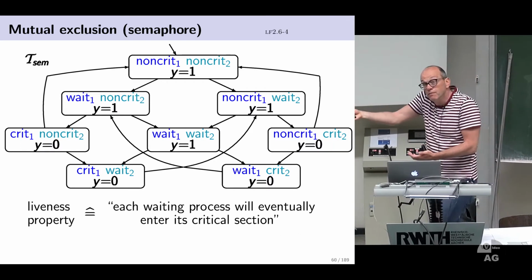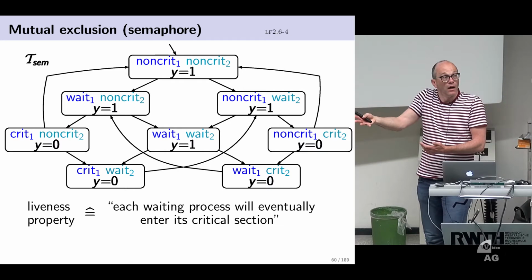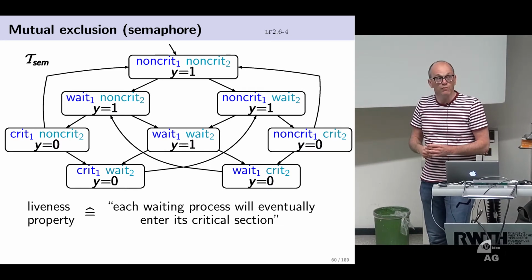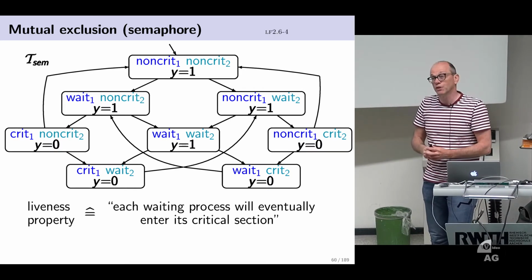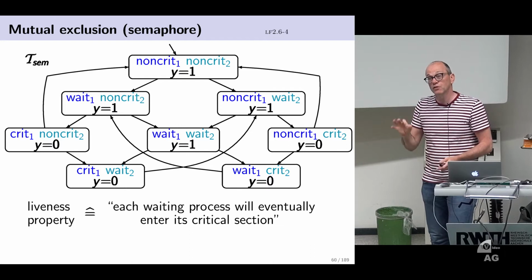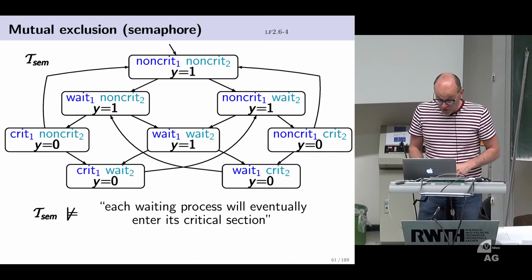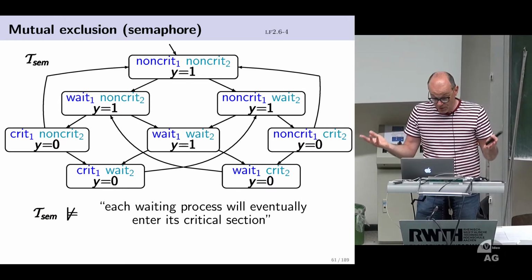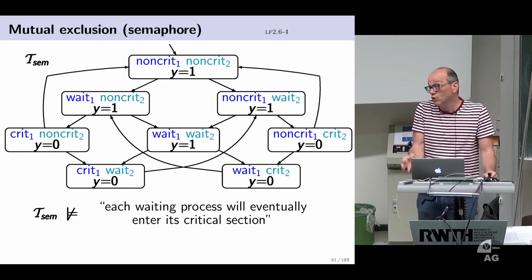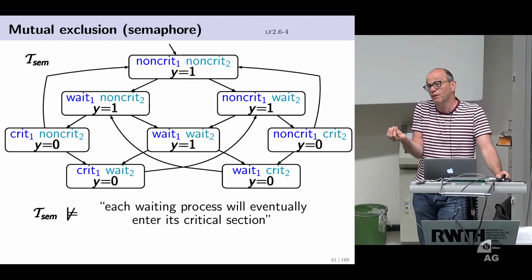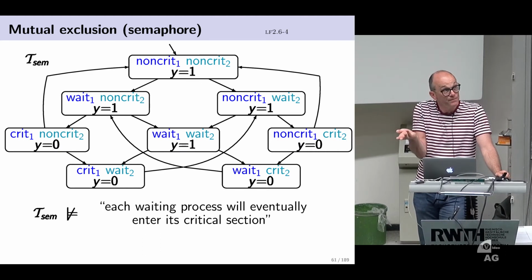You start waiting, and then you would like to be able to get access at some point to the critical section. This is not satisfied by this process, or by this transition system. So this transition system violates this property, although the property looks very reasonable. It's actually maybe something that you may even expect.